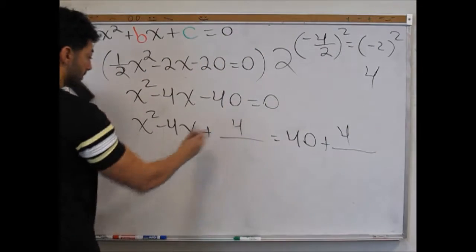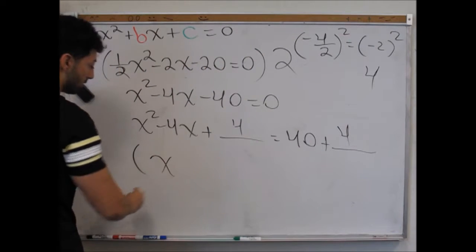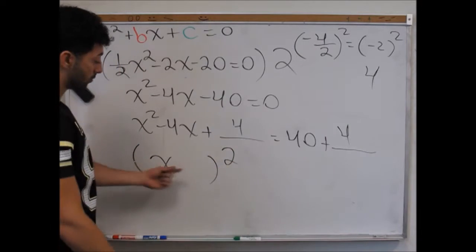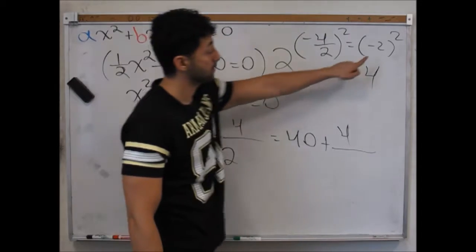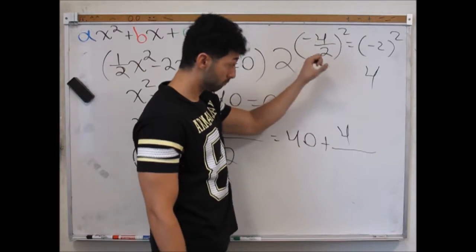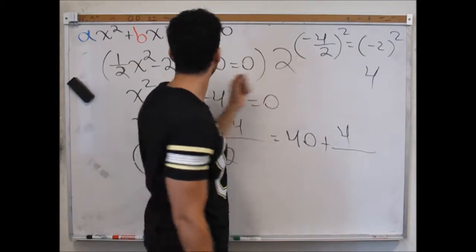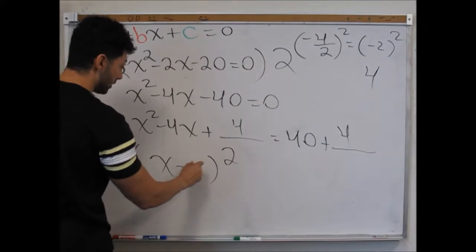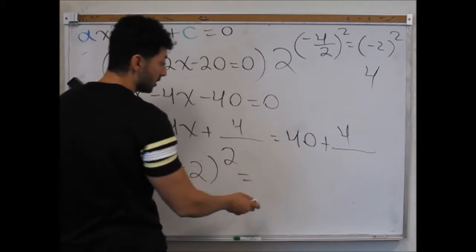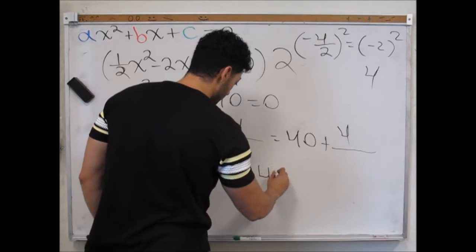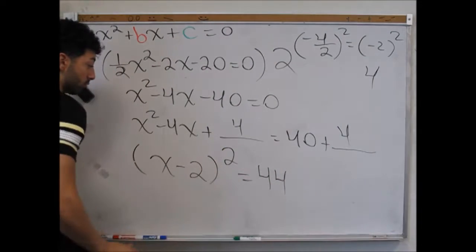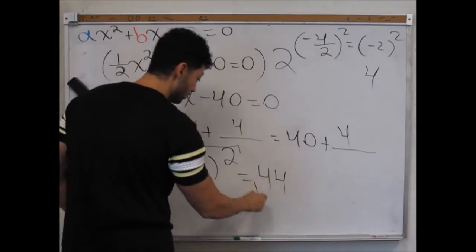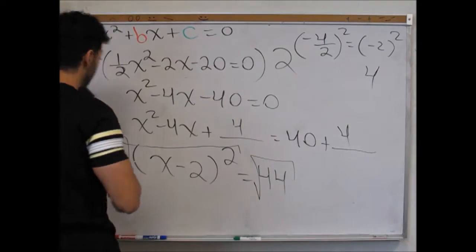Okay. You just put the variable x here, and this always factors like this, right? And what's going to go here is whatever you have after you divide your b by 2, which is -2. That'll be a -2 here. And then that'll be 44. Extraction of roots looking type. So we square root both sides.